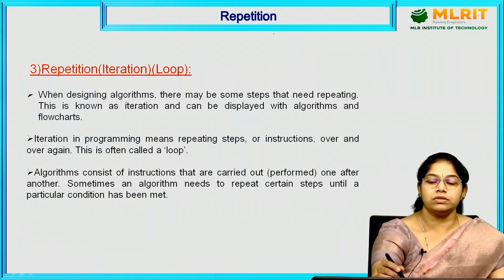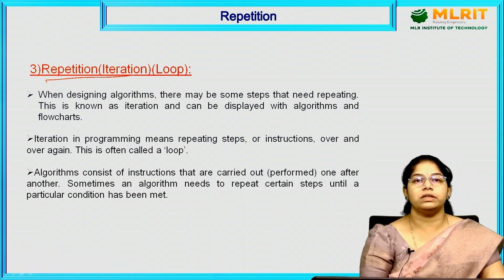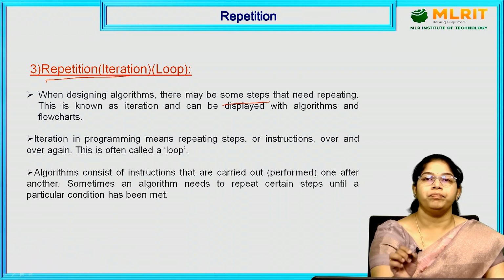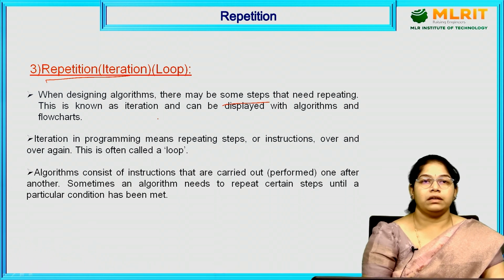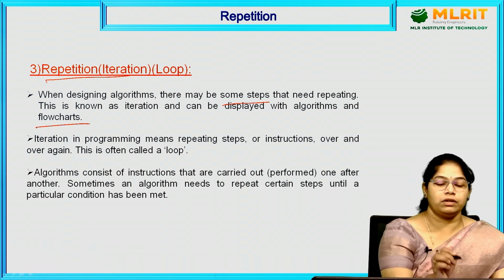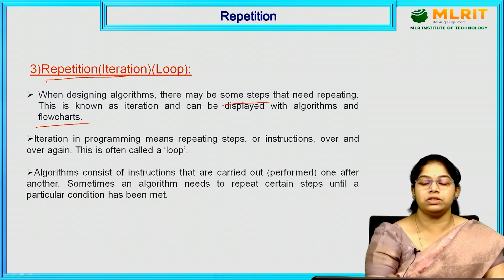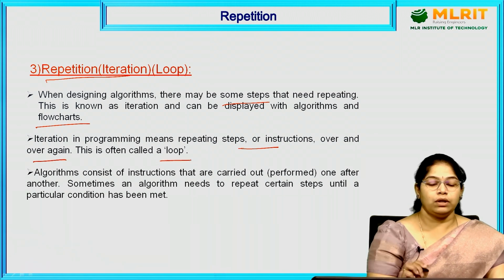Then the third constituent of an algorithm is repetition. Repetition is also known as iteration, or we can say loops. When designing an algorithm, there are many steps that need to be repeated. This is known as iteration and it is displayed in a flowchart using the symbol hexagon. Iteration in programming means repeating the loops or instructions over and over again. This is often called a loop.